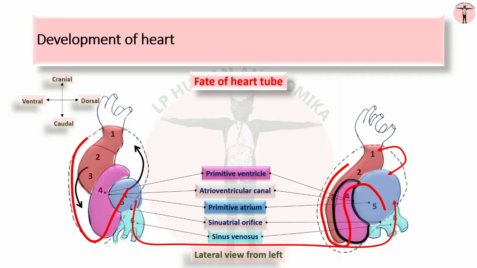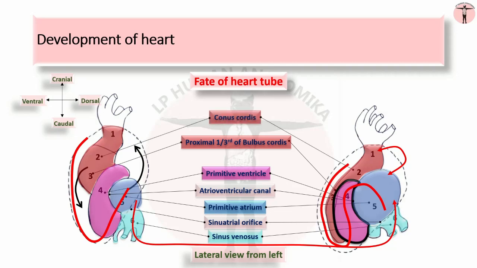The proximal portion bulges into a large cavity and is called the proximal 1/3 of bulbous cordis. This portion does not have a separate name and will form the trabeculated part of the right ventricle. The mid portion, the conus cordis, will form the outflow tracts of both ventricles. The distal part of the bulbous cordis, called the truncus arteriosus, will form the roots and the proximal portion of the aorta and pulmonary artery.